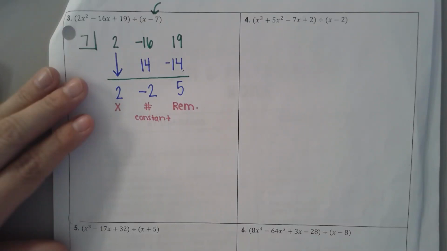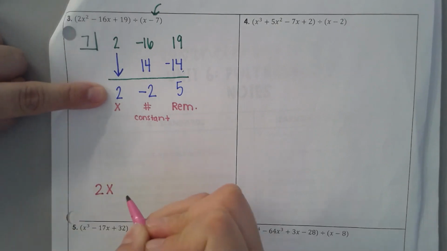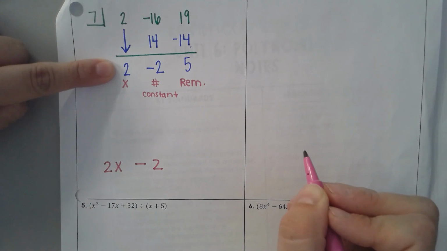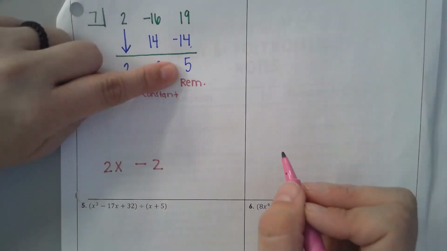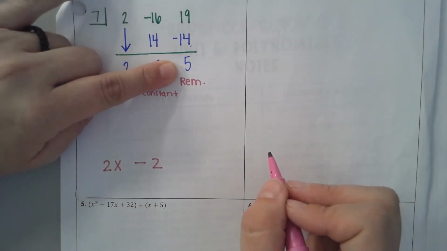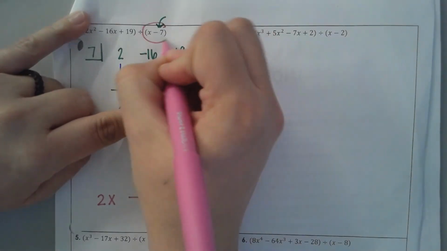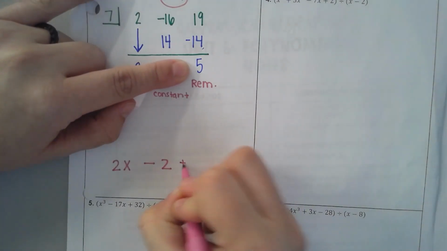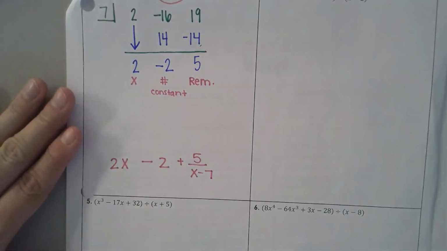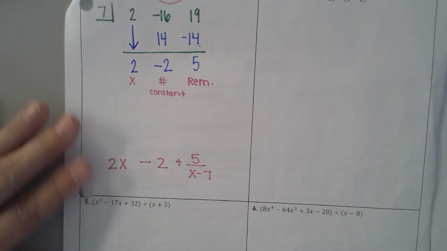And so my final answer is 2x minus 2, just a plain number. And then what do I do with my remainder? Yes. It goes 5 over x minus 7. And that's your answer.